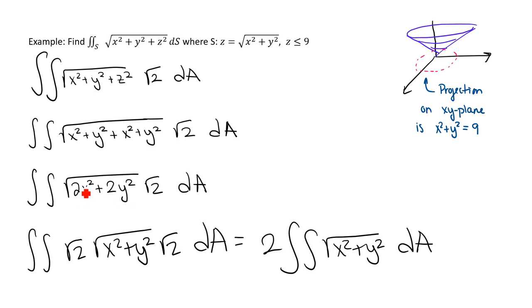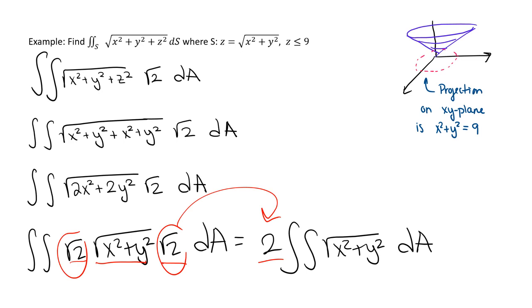I can simplify that. I can combine like terms. And then I actually have a common factor of 2. And so I can factor out that square root of 2. So now I've got square root of 2, square root of x squared plus y squared times square root of 2. Root 2 times root 2 is just 2. And so I'm left with trying to integrate the square root of x squared plus y squared dA, where the area we're talking about is that circle of radius 3.